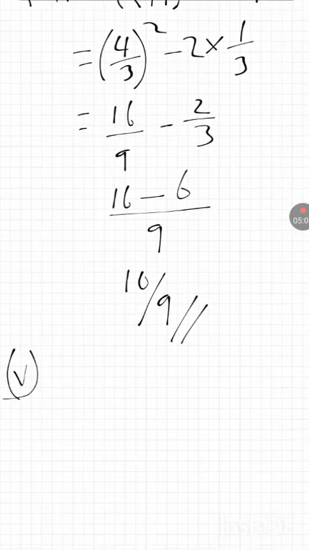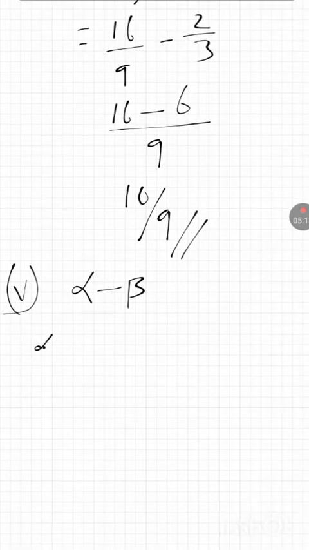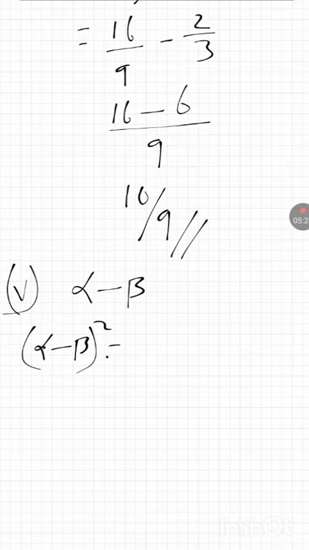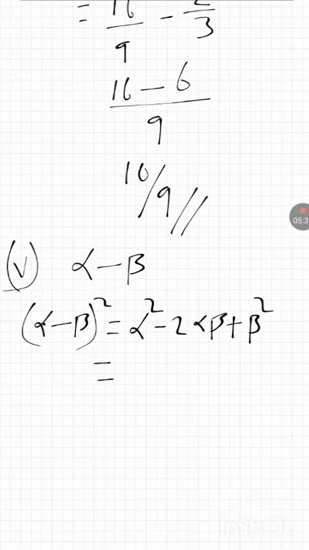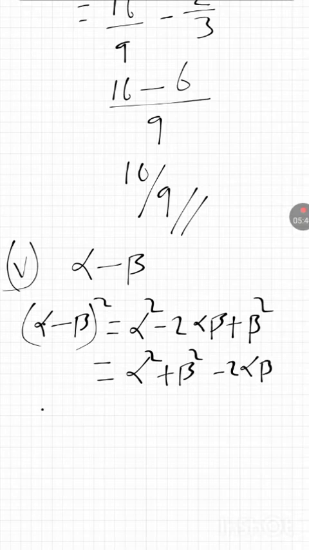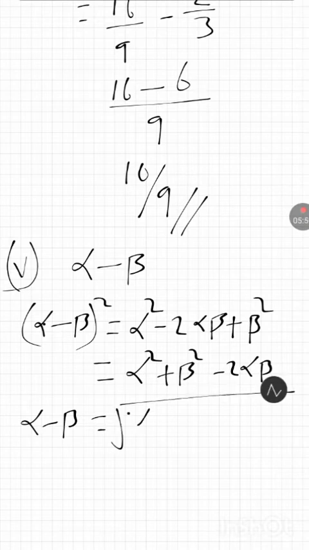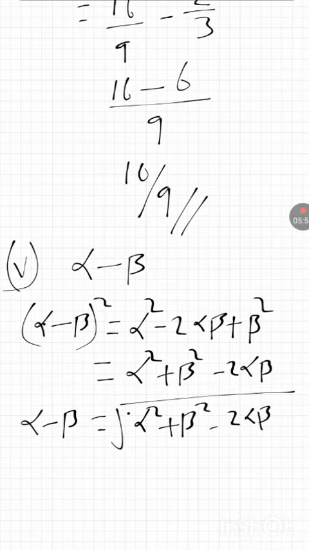And number 5, I think number 5 is alpha minus beta. We can only have alpha minus beta when we expand alpha minus beta square, which will give us alpha square minus 2 alpha beta plus beta square. So from this, we are going to have alpha square plus beta square, then minus 2 alpha beta. So we are actually looking for alpha minus beta, so we take the square root of both sides. Then we have the square root of alpha square plus beta square minus 2 alpha beta. All we have to do is just to substitute in this expression.